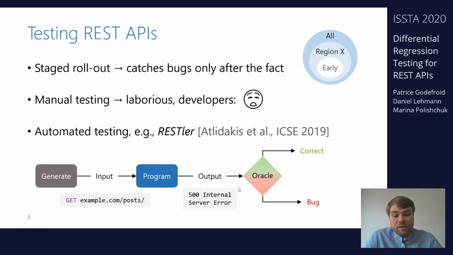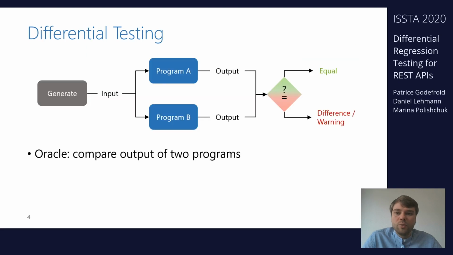For example, a 500 internal server error is almost never correct, so most certainly this is a bug. But the problem is that for some outputs, the decision is not so clear. For a 200 OK, for example, you might not be sure: does the resource actually exist? Shouldn't it have been a 404 not found instead? One way to solve this oracle problem is to employ differential testing. And the idea here is quite simple.